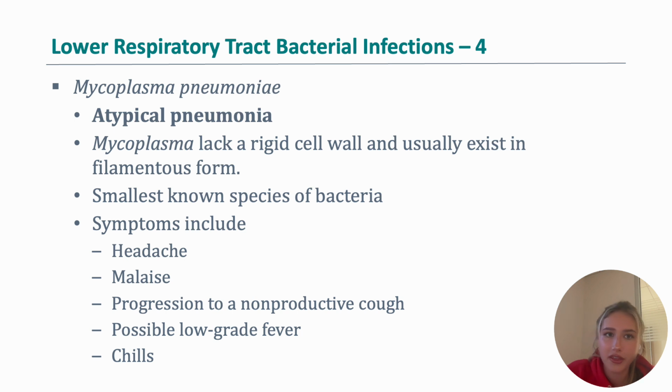Atypical pneumonia: the most common bacteria that causes this type of pneumonia is called Mycoplasma pneumoniae and is contagious and can spread from person to person. Mycoplasma lack a rigid cell wall and usually exist in filamentous form. They are the smallest known species of bacteria, and symptoms caused by this specific bacteria include headache, malaise, which is not feeling well, progression to a non-productive cough, possible low-grade fever, and chills.